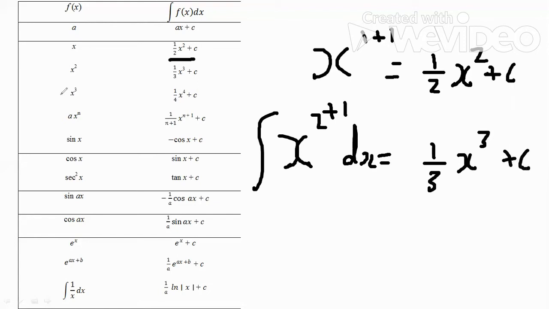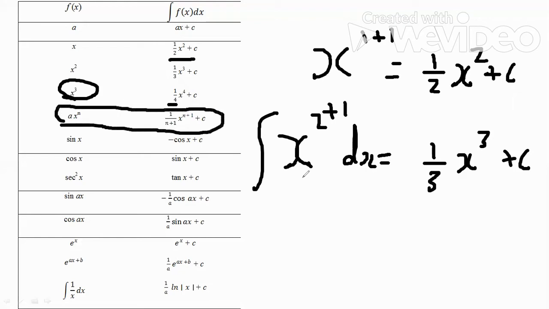Likewise with x cubed. When you integrate x cubed, you get what? 3 plus 1 is 4. Reciprocate 4, you get a quarter. x to the 4th power plus c. And here we have a little generalization or formula of what we were just doing a while ago. And that's how you integrate expressions or terms.